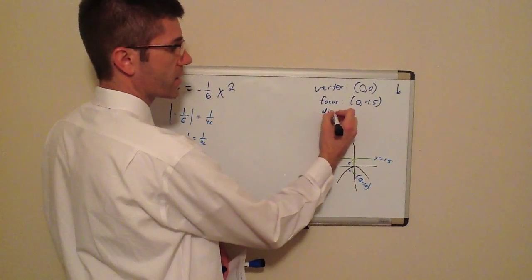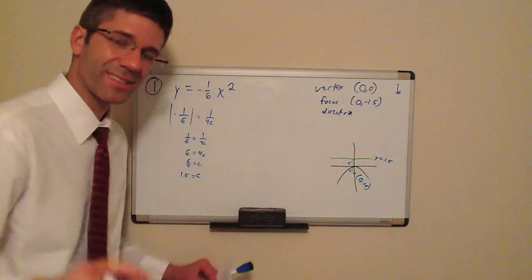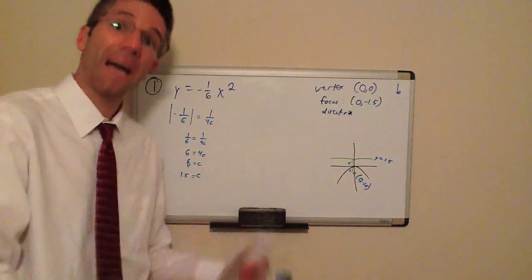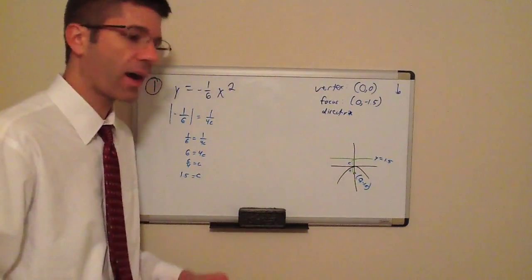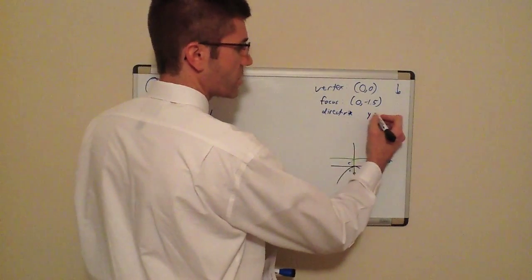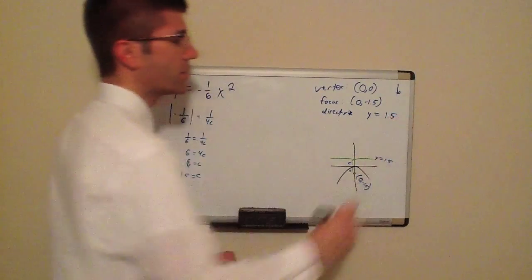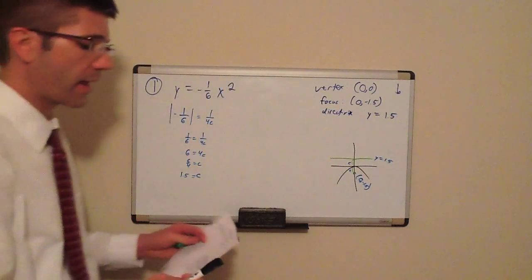The directrix is not a point. I misspelled it. The directrix is a line, and you have to give the equation of a line. Don't say 1.5. 1.5 is a number. I need an equation. The equation is y equals 1.5. Horizontal line. Okay, one more thing we need, and that is the focal width.